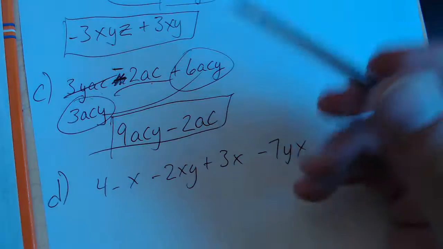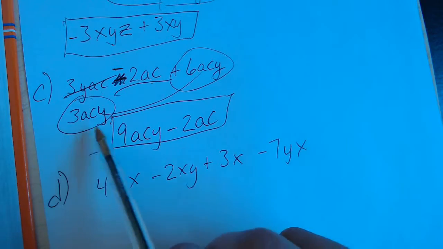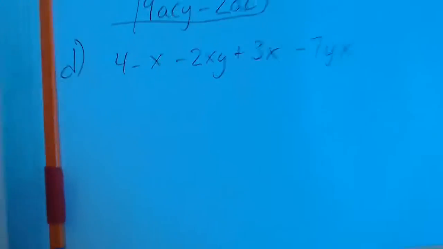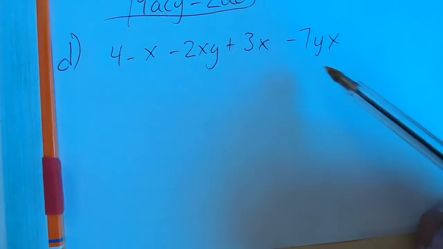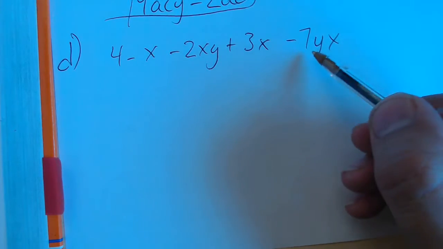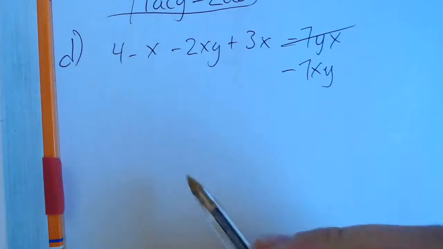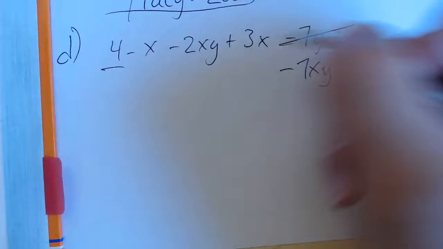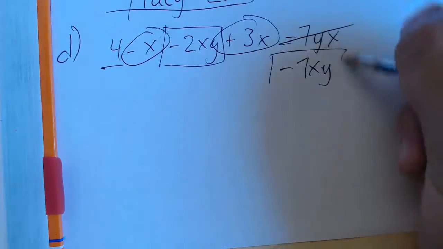Okay, so again, once you find the like terms, the only number that's changing here is the coefficient. Nothing else is going to change. Now the last one. We've got 4 minus x minus 2xy plus 3x minus 7yx. Okay, so this one's backwards. We'll rewrite this as negative 7xy. And then we can see here there's only one whole number. There's one negative x, one positive x, and then here we go.